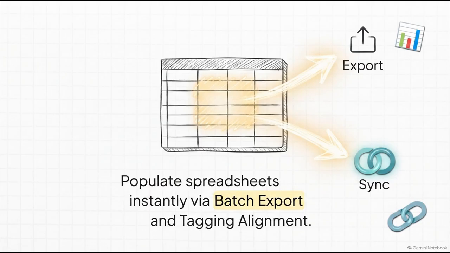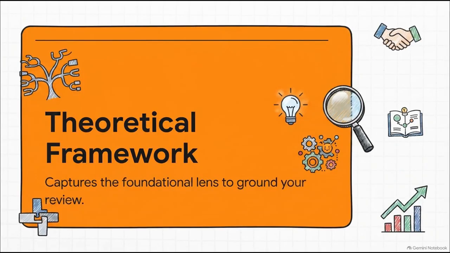The secret to making this seamless is tagging alignment. You want to make sure that the software tags you used perfectly align with your matrix columns. Now, what's really interesting here is how capturing the foundational lens prevents your work from becoming a mere summary report. As you populate your matrix, the theoretical or conceptual framework column is absolutely vital. It grounds your literature review. Whether you're applying Vygotsky's social constructivism or another theory, making this lens explicit elevates your paper into a robust academic analysis.